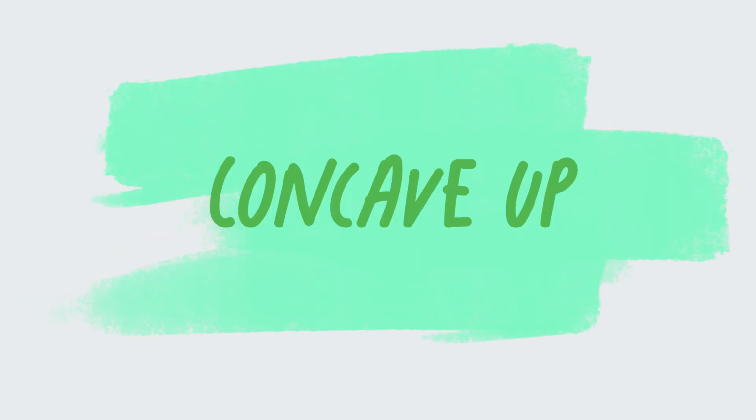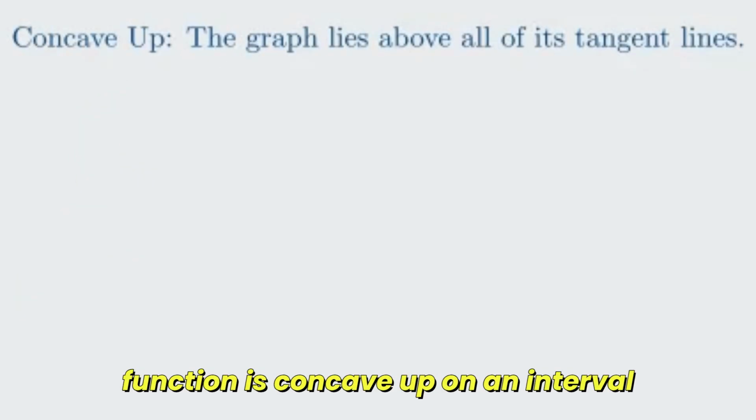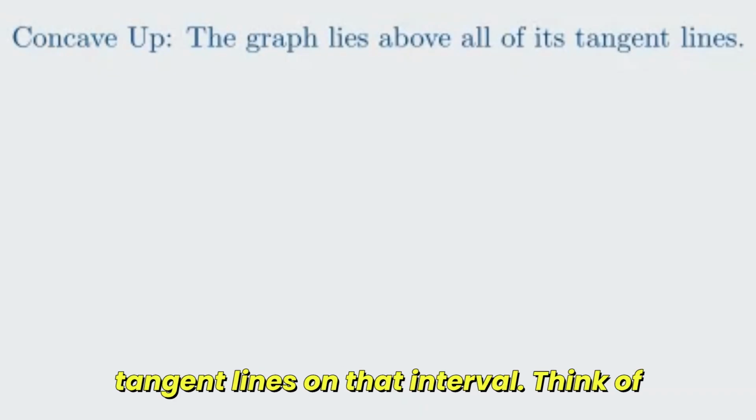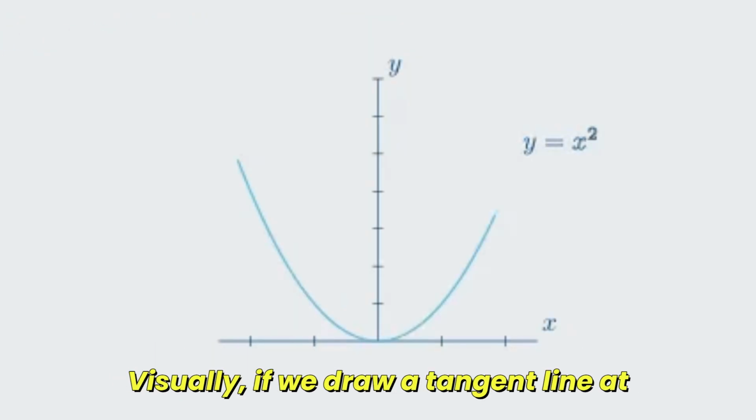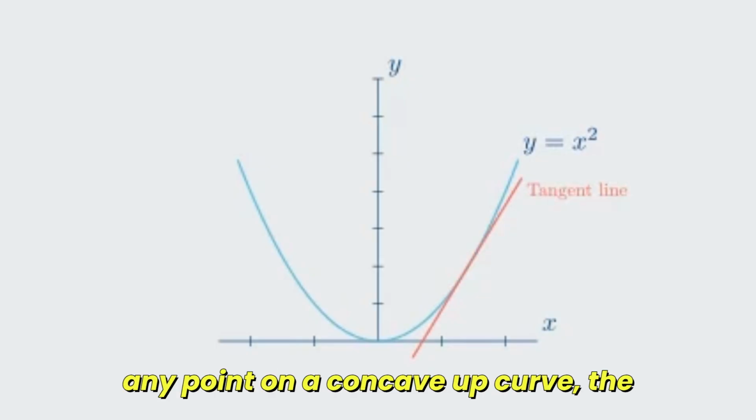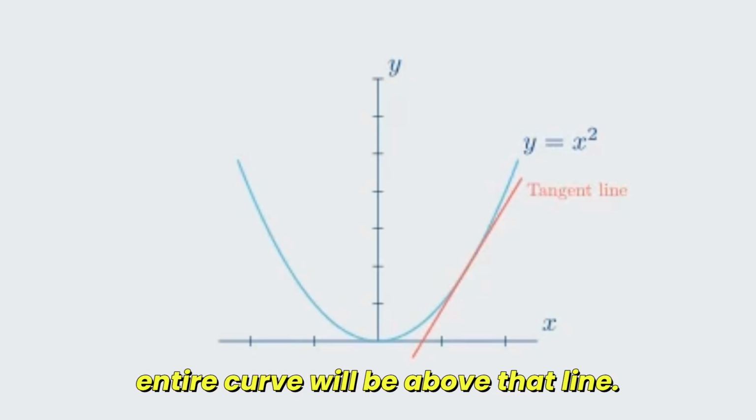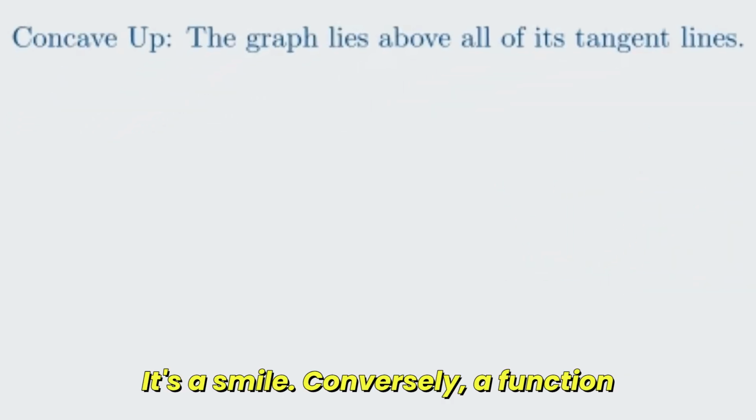Let's start with the idea of concavity. You might have heard the terms concave up and concave down. A function is concave up on an interval if its graph lies above all of its tangent lines on that interval. Think of it as a cup that can hold water. Visually, if we draw a tangent line at any point on a concave up curve, the entire curve will be above that line. It's like a smile.